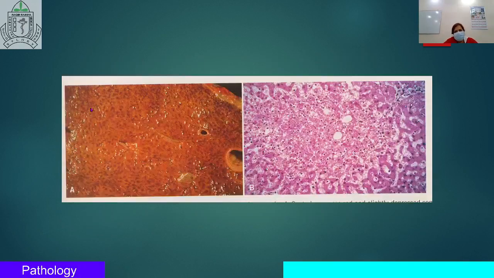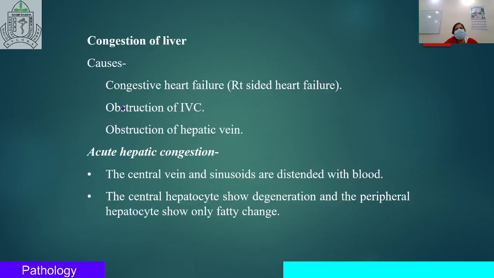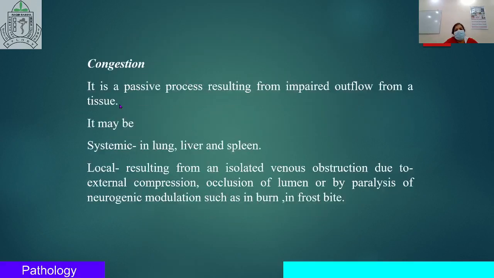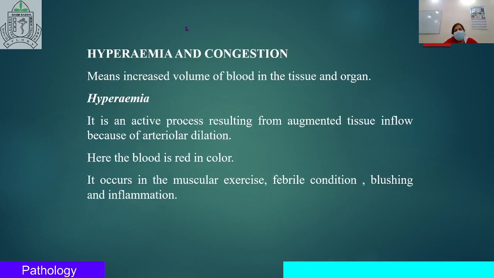Now, if we summarize congestion and hyperemia: in both hyperemia and congestion, there is increased blood volume in the tissue or organ. In hyperemia, it is due to arterial dilatation, and in congestion, it is due to venous obstruction. One contains oxygenated blood, so the color of the blood is red, and the other is deoxygenated blood, so the patient or affected area becomes cyanosed.